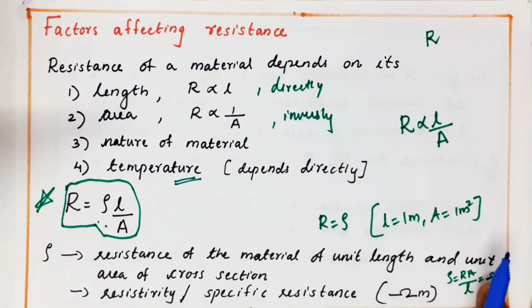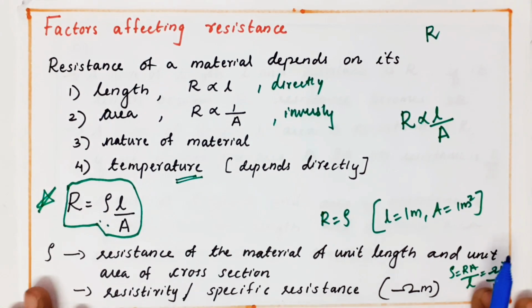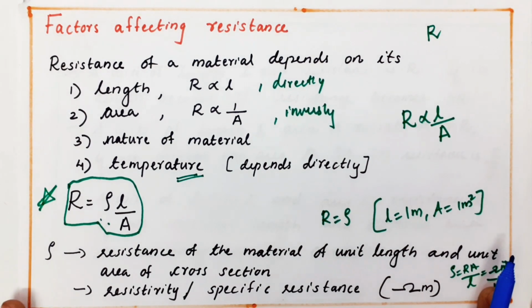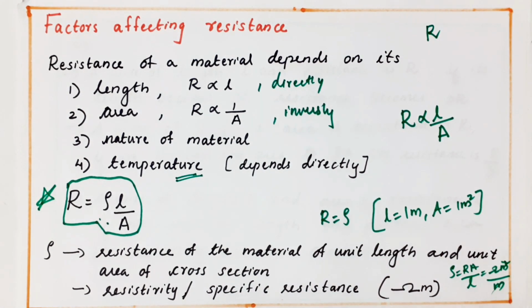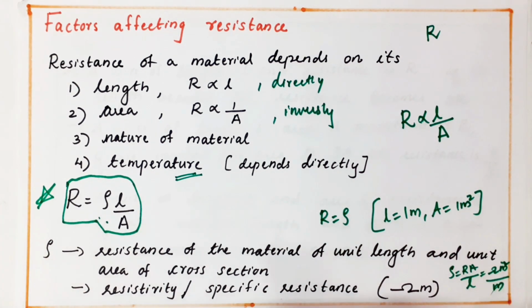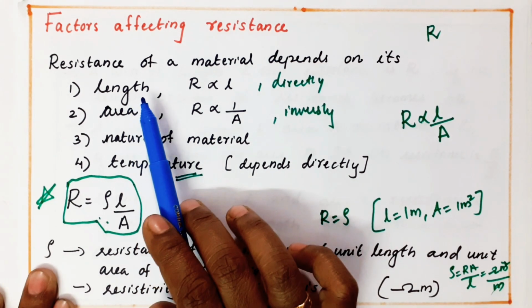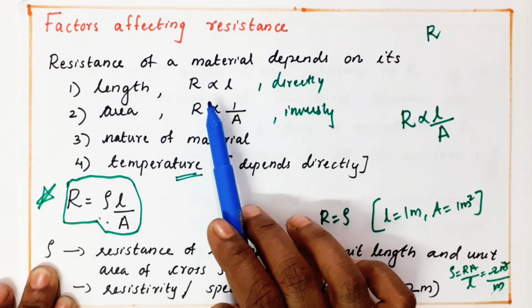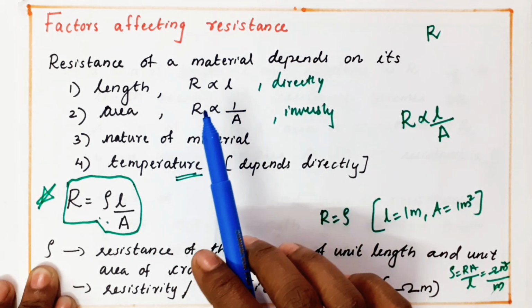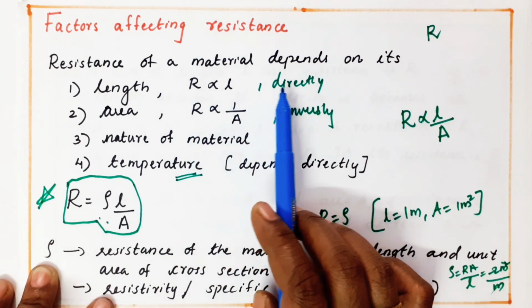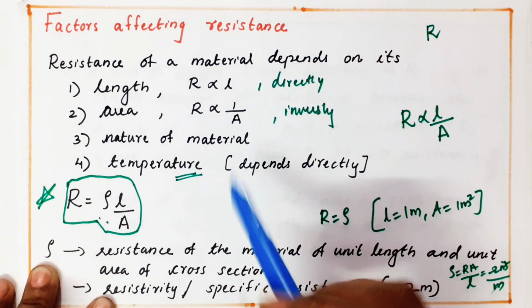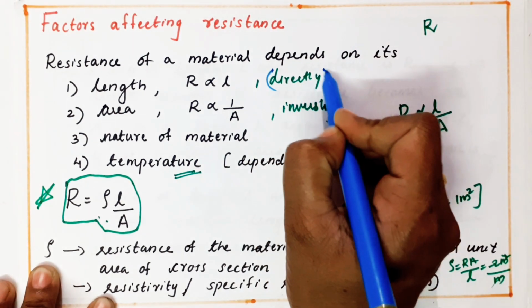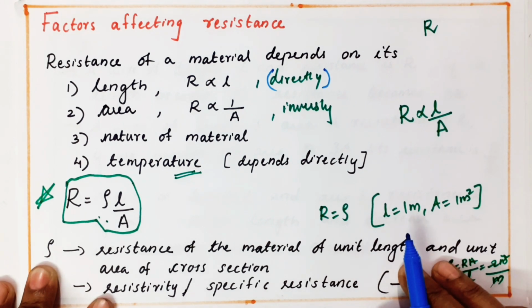So I'm giving some factors which the resistance depends on. Remember, the resistance of a material depends on these factors. It depends on the length. The resistance of a material depends upon the length of the material. So I have written here R is proportional to L. It means directly proportional. What is the meaning of directly? As the length increases, resistance also increases.